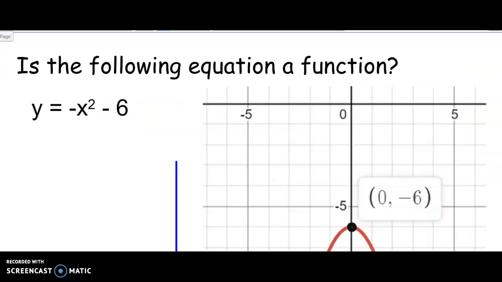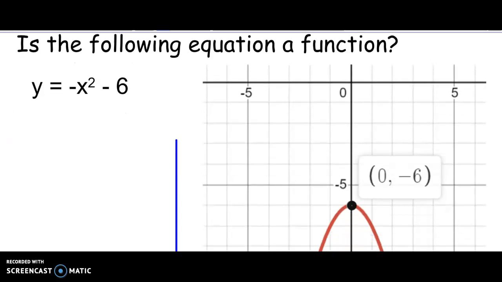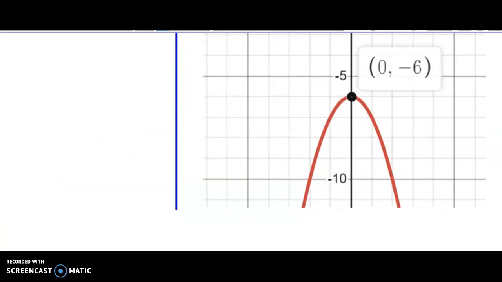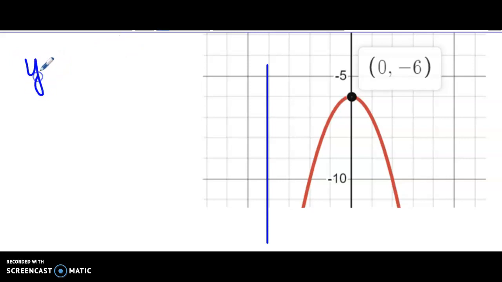Let's look at another example. Is the following equation a function? Yes or no? I graphed it in Desmos. I look using my vertical line test. It only crosses my graph in one place when I move it across it, so it passes the vertical line test. So yes, this is a function.